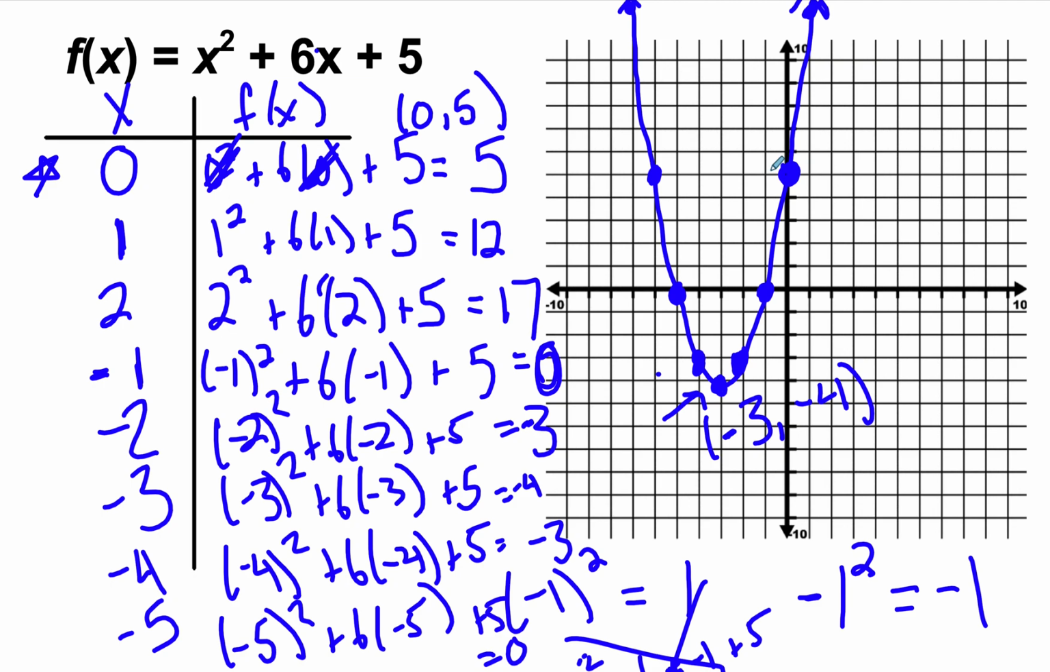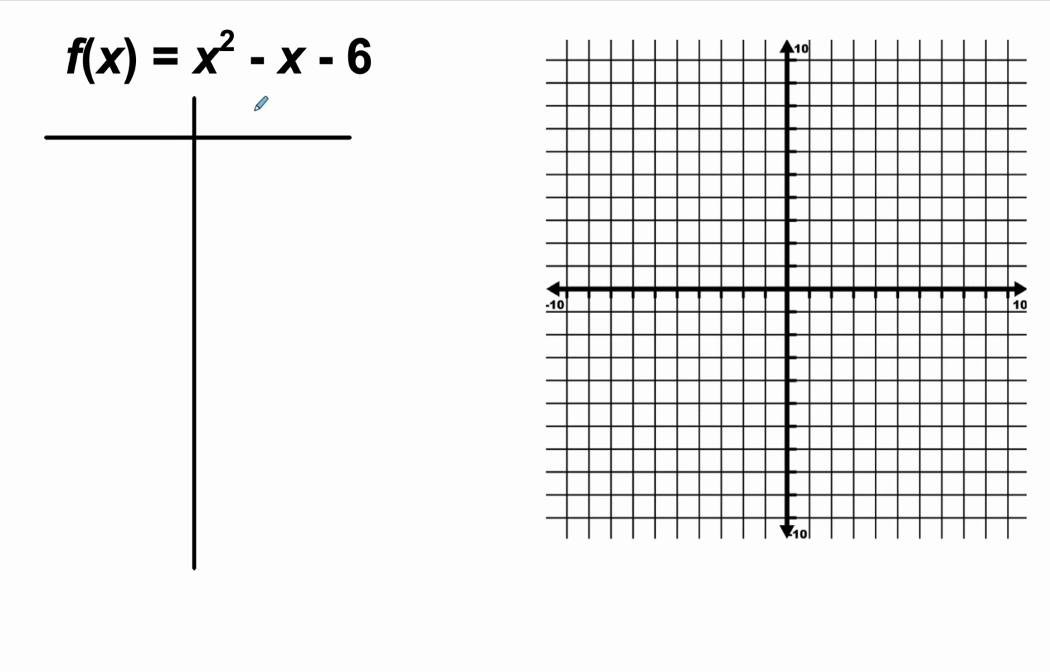Okay, so now what I have is x squared minus x minus 6. I need to graph this, okay? So think about what we just did, and if you need to, I'll set up the table. I'm going to do this one in red. Go ahead and try to graph this, okay? So let's think about this one. We'll try this one together, all right?